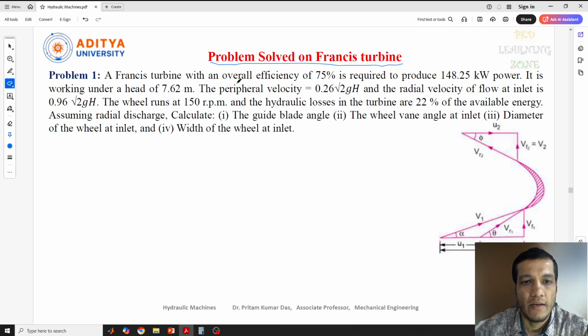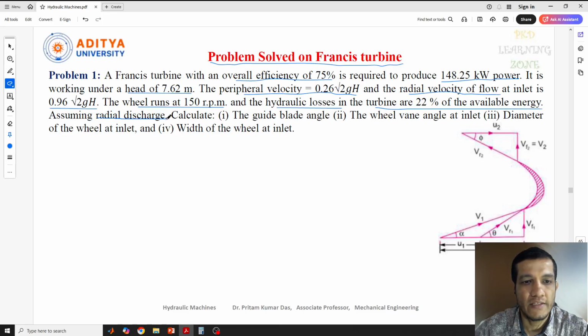A Francis turbine with an overall efficiency of 75% is required to produce 148.25 kilowatt power. It is working under a head of 7.262 meter, and the peripheral velocity is given as 0.26 root over 2gh, and the radial velocity of flow at inlet condition is given as 0.96 root over 2gh. The wheel runs at 150 rpm, and the hydraulic losses in the turbine are 22% of the available energy.